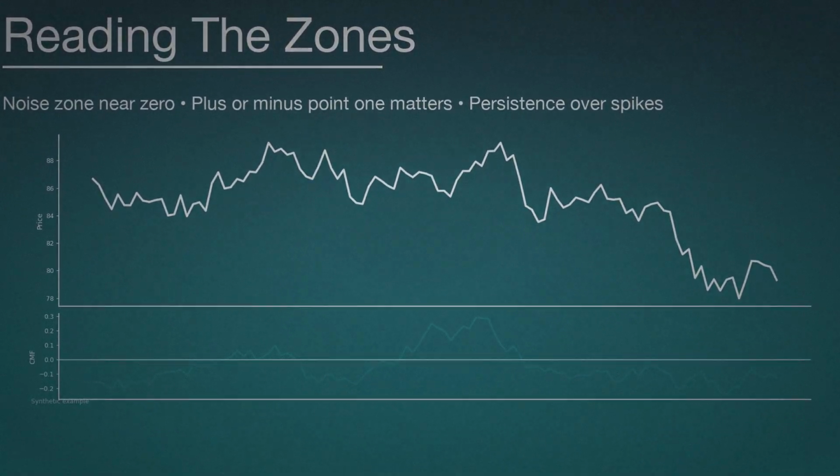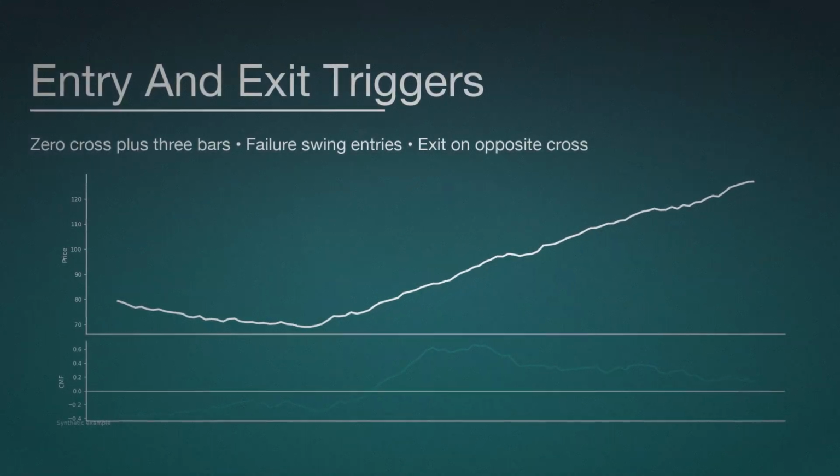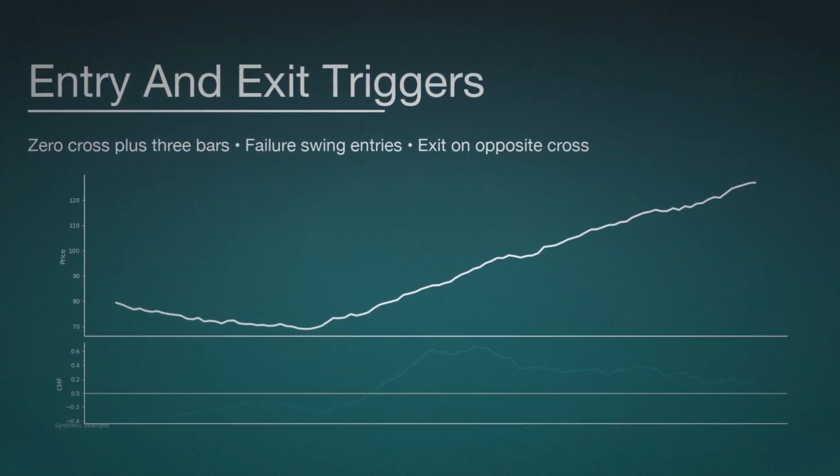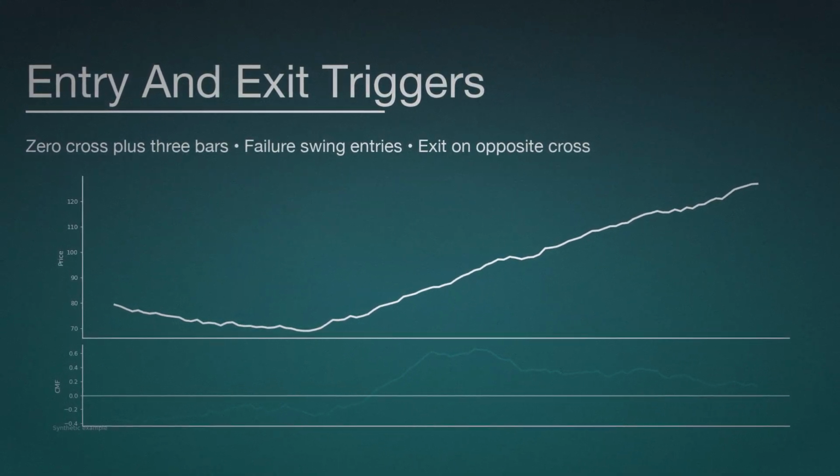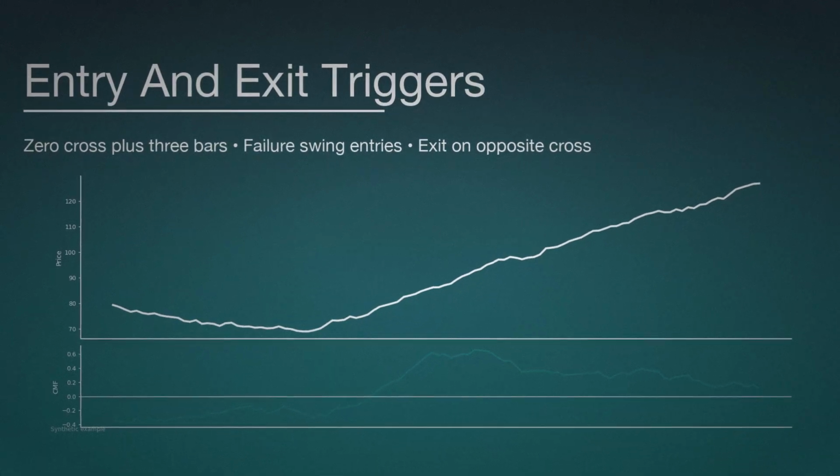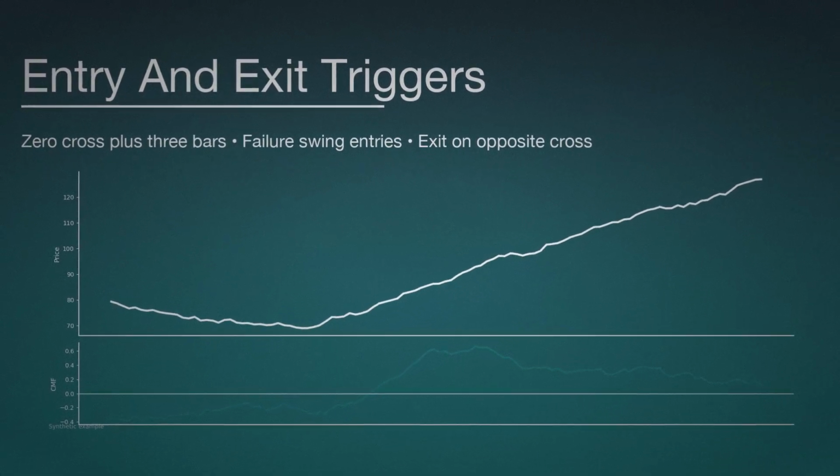Persistence beats magnitude. The cleanest signal is a zero-line cross confirmed by persistence. Wait for CMF to cross above 0 and hold for at least 3 bars before treating it as a long bias trigger. Reverse for shorts.